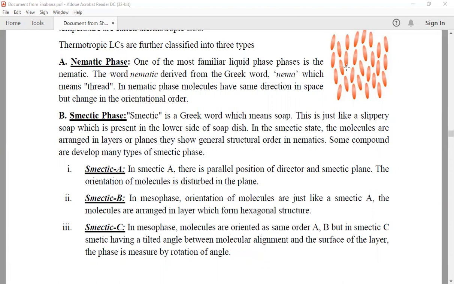That means in the nematic phase, the molecules have the same direction in the space, but change in the orientational order. That means the arrangement of the molecules, the positional order, is changed.